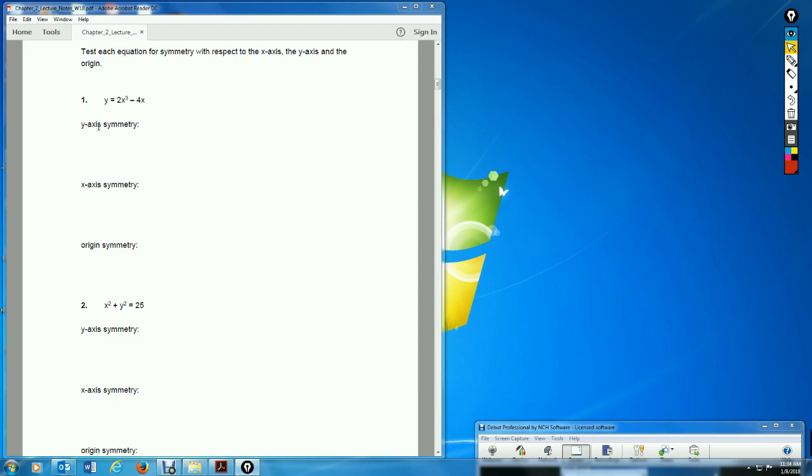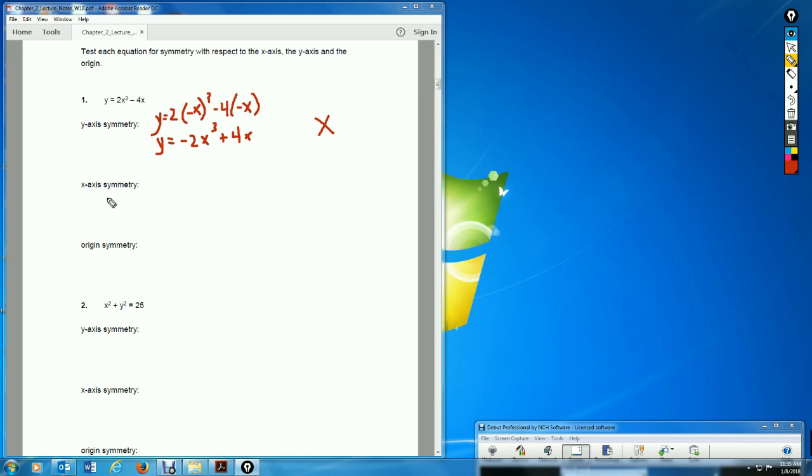Remember when we test for y-axis symmetry, we replace x with negative x. So in other words, I'm going to have y equals 2 times negative x quantity cubed minus 4 times negative x. So this is going to simplify to y equals, so negative x quantity cubed is going to be negative x cubed. So this is going to end up being negative 2x cubed. And this is minus times a minus, so this will end up being plus 4x. So if we compare that to the original equation, no, it's not the same. So it is not symmetric with respect to the y-axis.